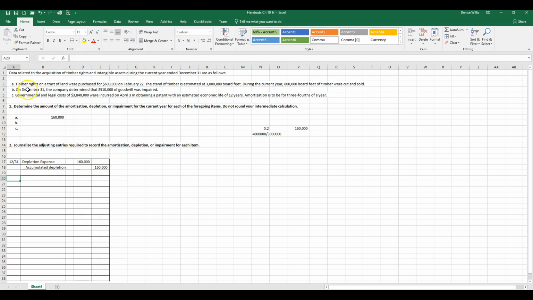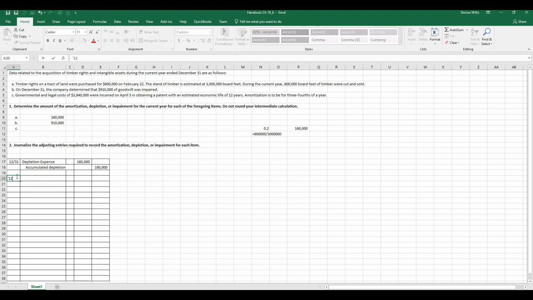Now we move to B. It says on December 31st, the company determined that $910,000 of goodwill was impaired. Something happened that we have an impairment issue going on. This is an intangible asset. Intangible assets, like any asset, have a normal debit balance. And so to take care of this impairment, we are going to actually credit the intangible asset called goodwill to reduce it, and we're going to take a loss on the impairment. So the amount of the impairment is just the $910,000. Don't make that any harder than it has to be.